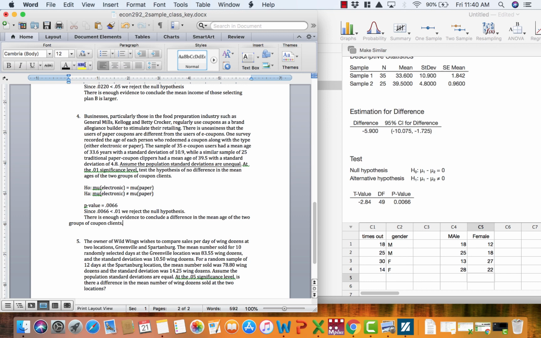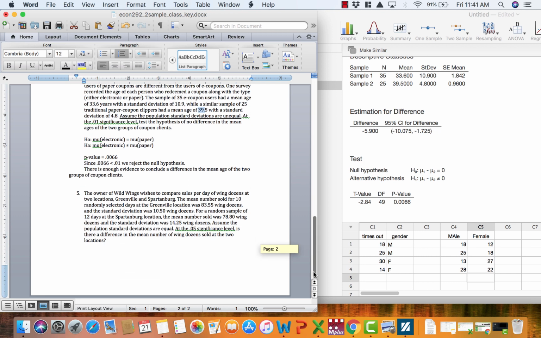Again, because it's a two-tailed test, we only know there's a difference. We cannot say that e-coupon users are younger or paper users are older, even though that's the direction of the sample means. That's not what we tested. We simply tested not equal to. So again, all you can do here is conclude that there is a difference. You don't know the direction of that difference.